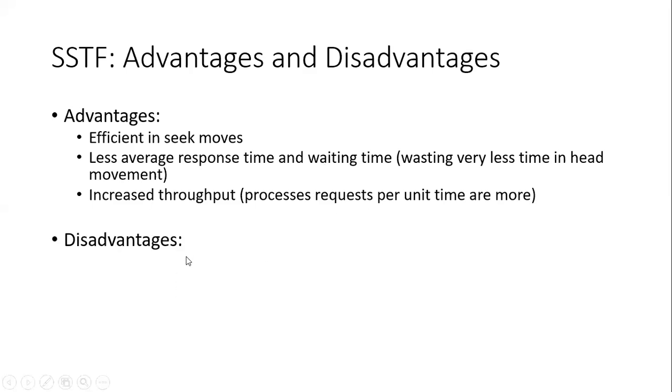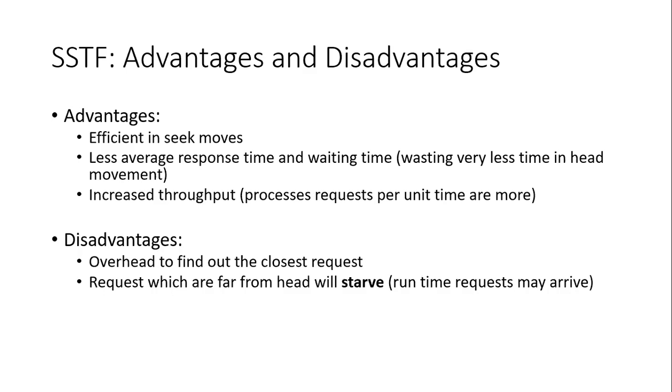Then what can be the disadvantages? The disadvantage is, of course, the overhead to find out the closest request. Of course, the head is going to entertain the requests which are nearer to the head. So it has to calculate which is nearer and which is far, so of course it requires some kind of overhead. We can say that is one kind of disadvantage.